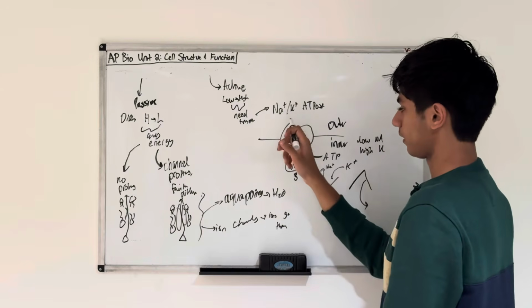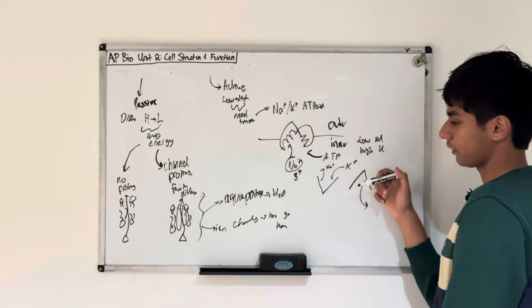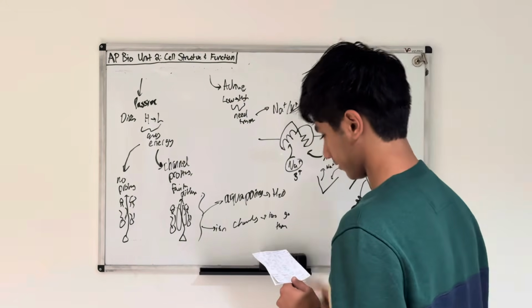So this pump, which uses energy, ATP, is able to get more potassium, even though our concentration is going from low to high. And that's an example of active transport.